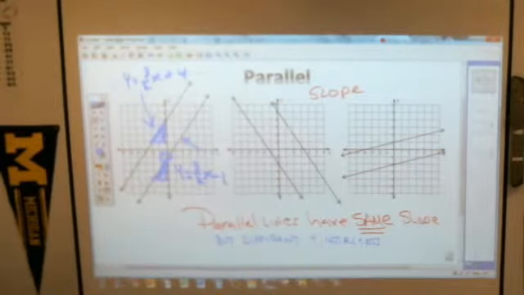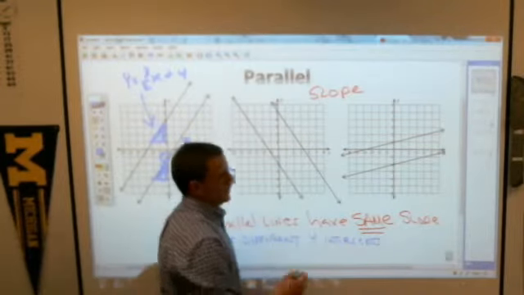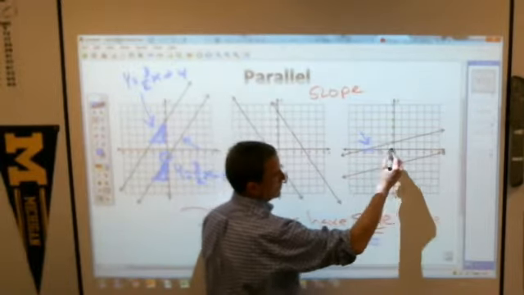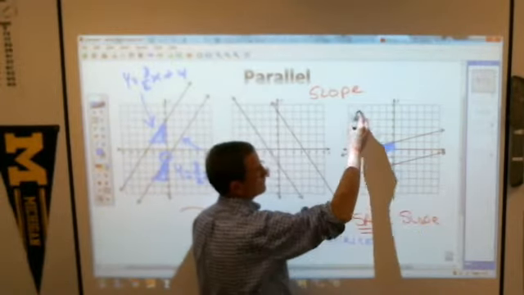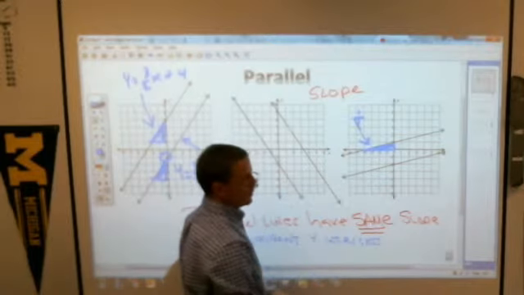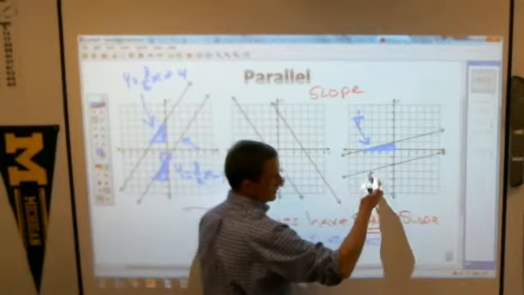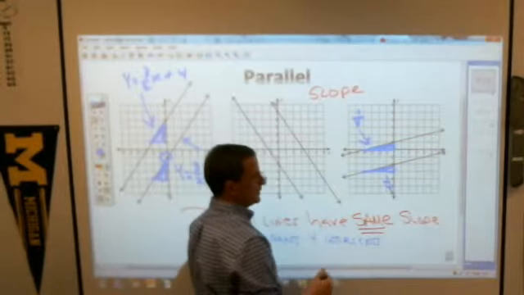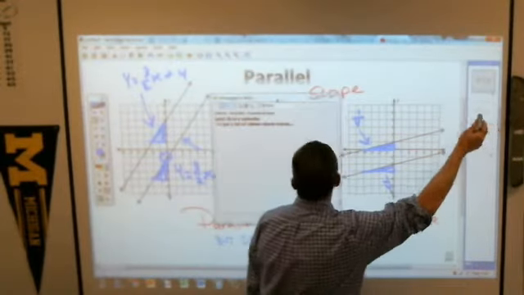And that will come in handy because the book will tell you two lines are parallel, and give the equations of the lines, and you'll be able to easily figure that out because you already have the slope. Example here: what are the slopes of both of these lines? It looks like it goes 1 up for every 4 over. Slope of that line is 1/4. What's the slope of this line? 1/4.